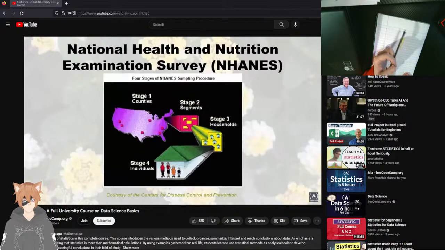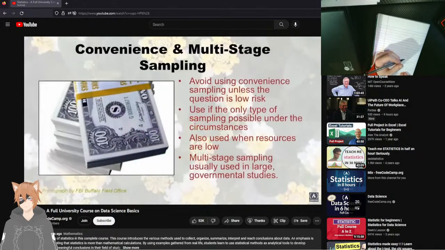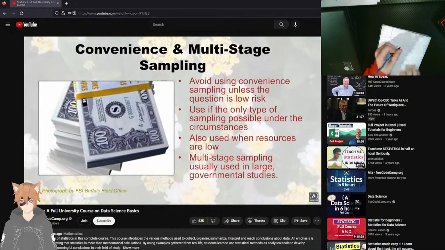I think they put surveys with the census, don't they? Whenever they do the U.S. census to get the population. So in summary, convenience and multi-stage, I don't remember if they do that. I think they do.